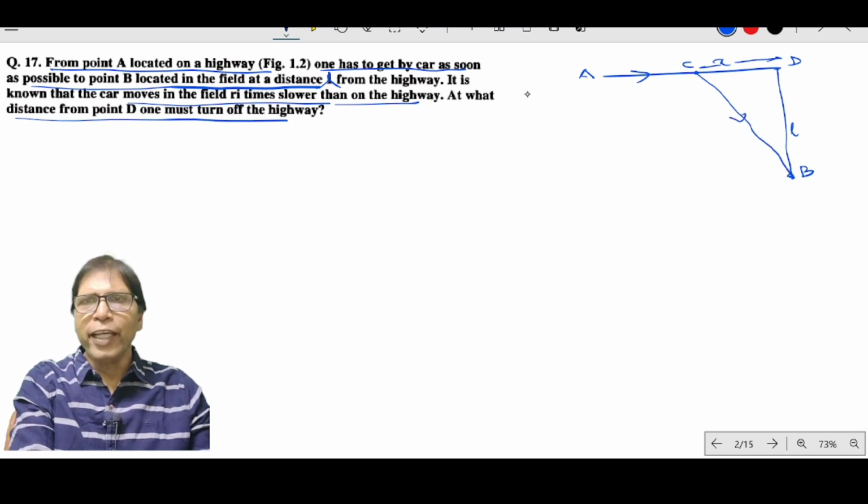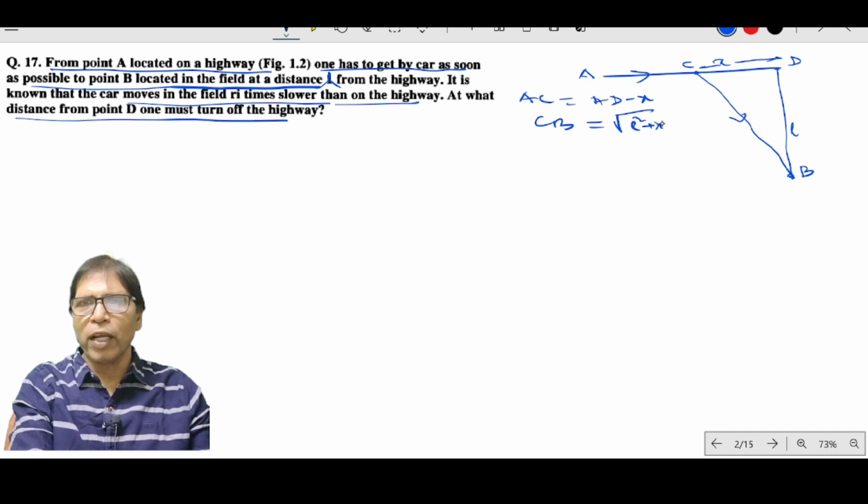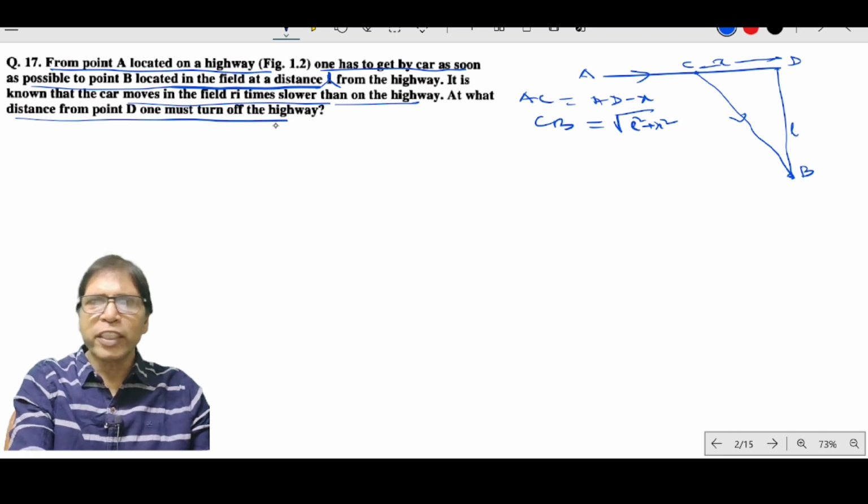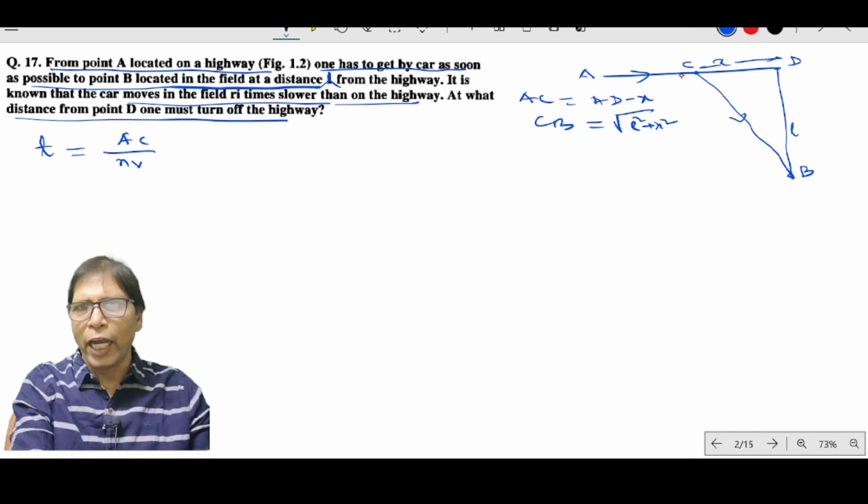Now here distance AC is equal to AD minus X, and distance CB is equal to root under L square plus X square. Now what is the time to reach from A to C? This is distance by speed. So T equals AC by n into v, because the velocity on the highway is n times the velocity on the field. So velocity on the highway is nv and velocity on the field is v.